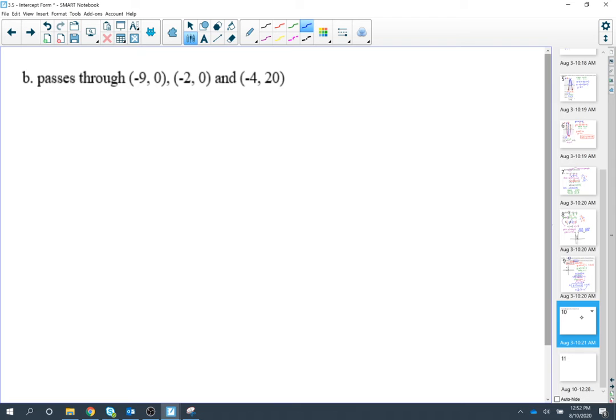Last but not least, letter B. Write a quadratic function that passes through (-9, 0), (-2, 0), and (-4, 20). Okay, so let's try to eyeball this and see what's going on.